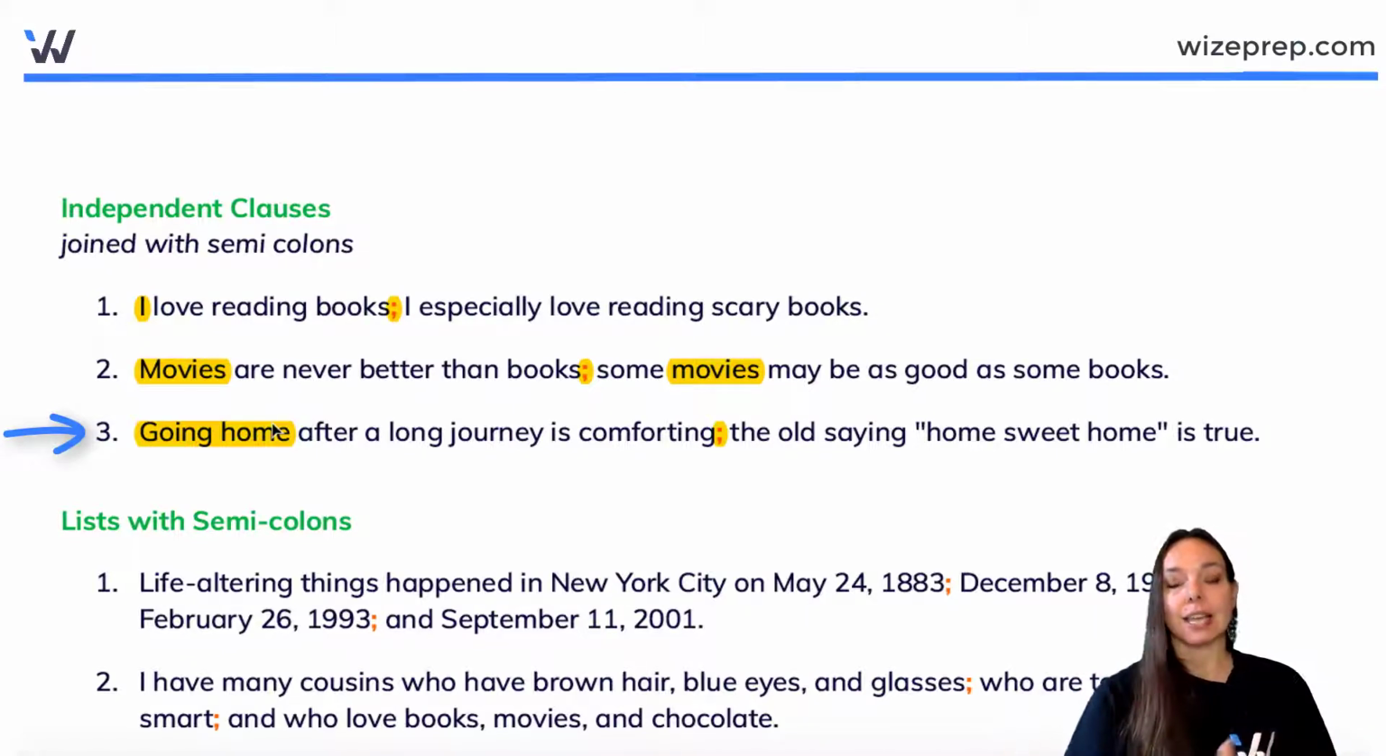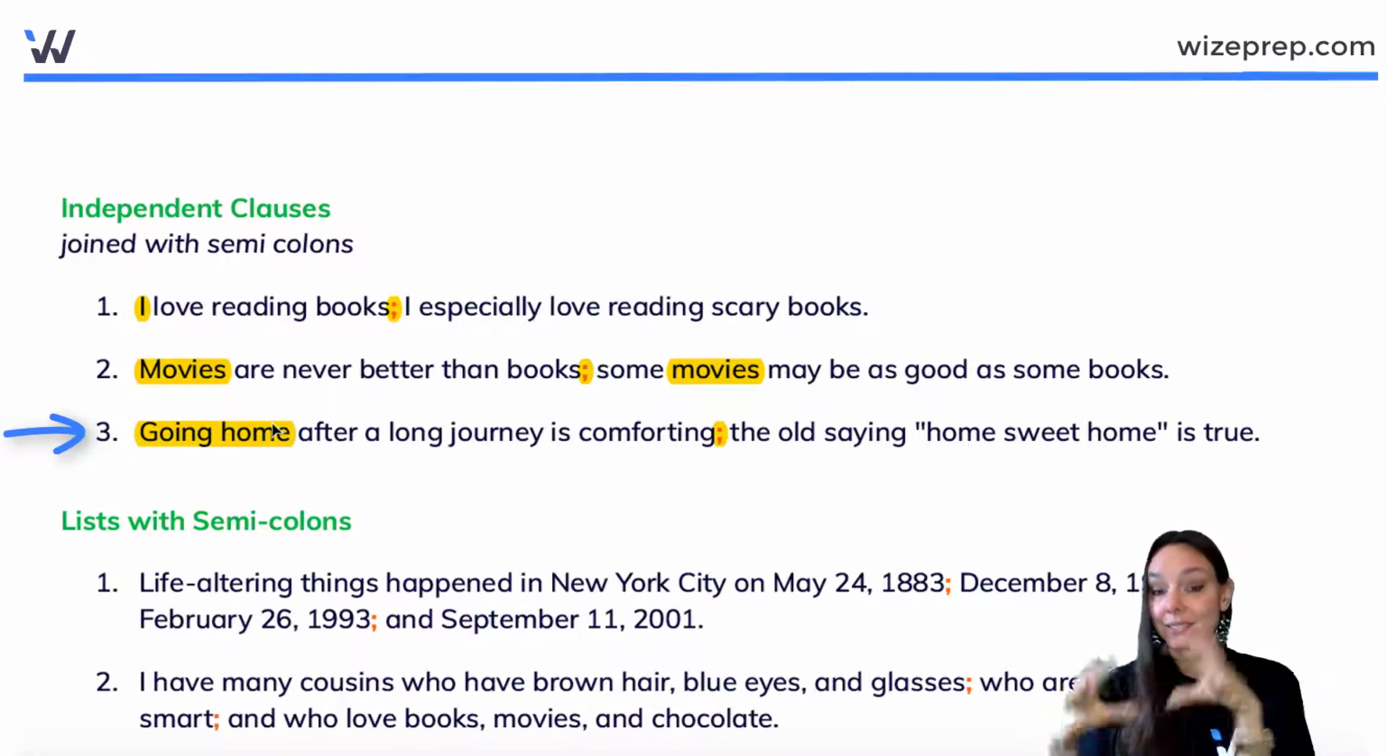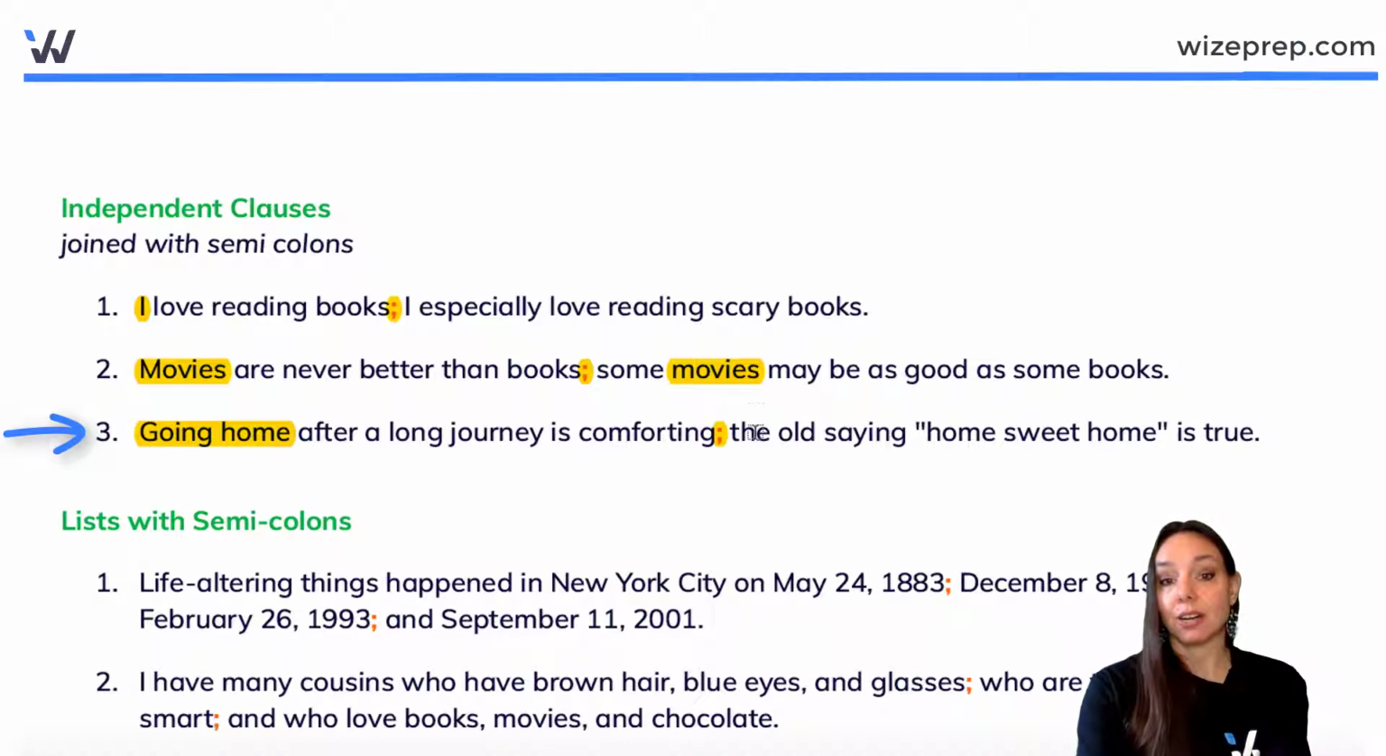And comforting is, again, that object of going home. The old saying, home sweet home, is true. So again, saying is true, ultimately the saying is our subject here. The saying. Old is an adjective describing what kind of saying. And then is, once again, we've got that is verb, the form of the verb to be.